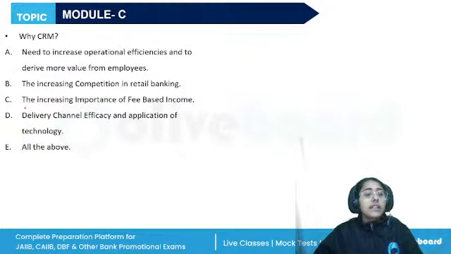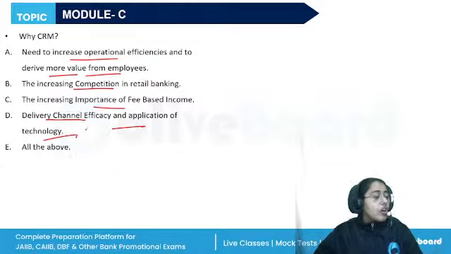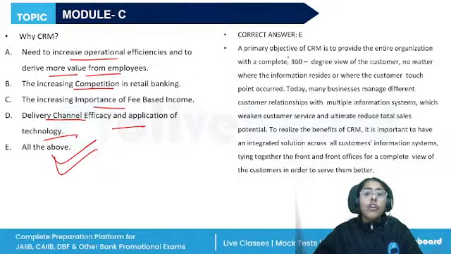Next, we move on to customer relationship management. So why is customer relationship management important for the retail banks? Option A, there's a need to increase the operational efficiencies and to derive more value from the employees. There's increasing competition in retail banking, the increasing importance of fee-based income, delivery channel efficiency and application of technology, or option E, all of the above. So, why a proper customer relationship management approach should be taken by retail banks: for all of the above.